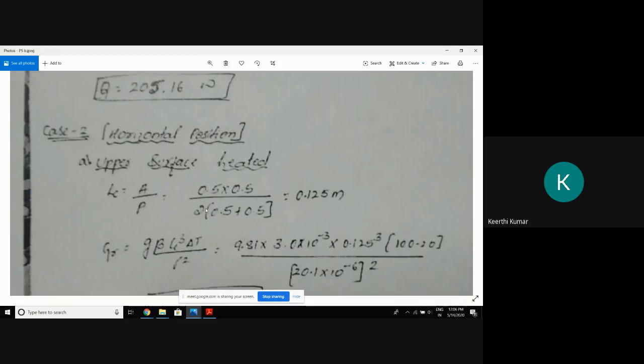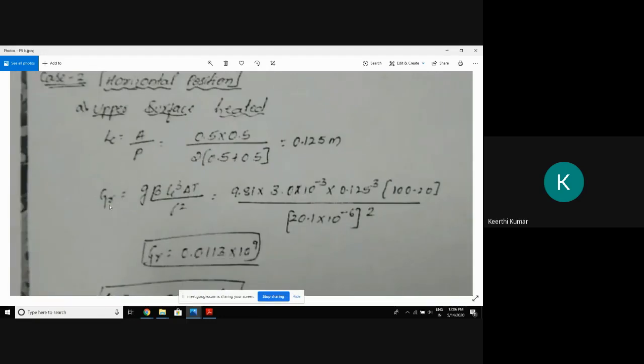So we get area by perimeter. LC, the characteristic length, is 0.125. The dimension of the plate is 0.5 by 0.5, but the characteristic length is 0.125 for the horizontal surface. If it is a vertical surface, we will take 0.5 only. That is the only change between the horizontal position and the vertical position.